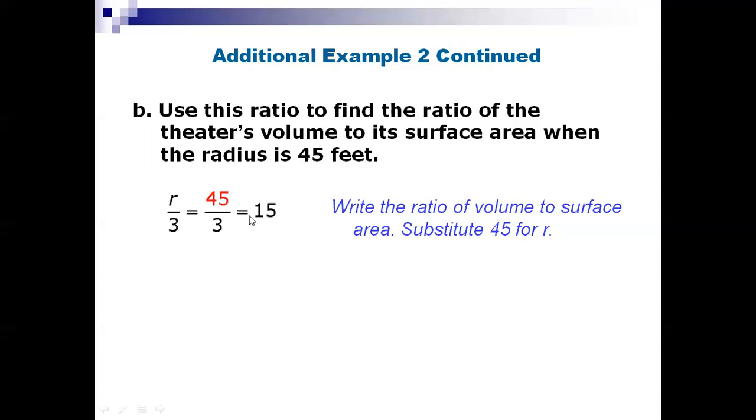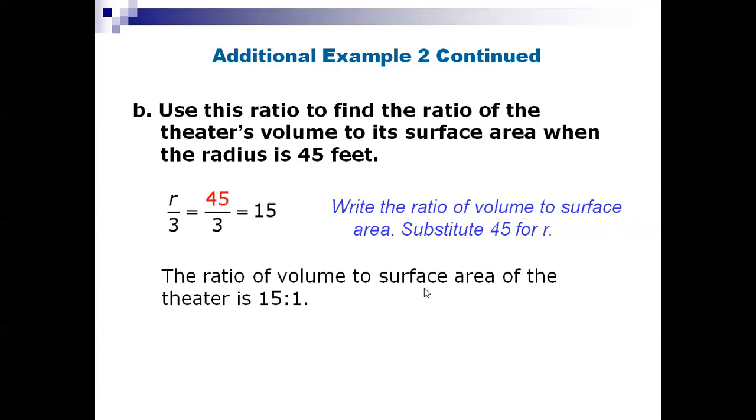45 divided by 3, that is equal to 15. We simply write the ratio of the volume to surface area and then substitute 45 for r, then simplify. So the ratio of volume to surface area of the theater is 15:1.